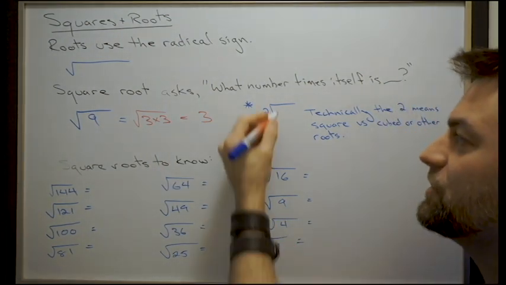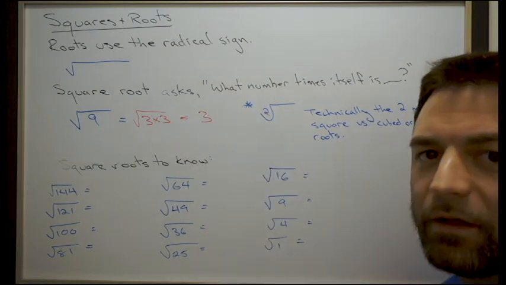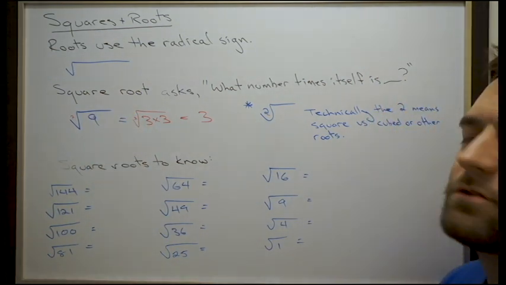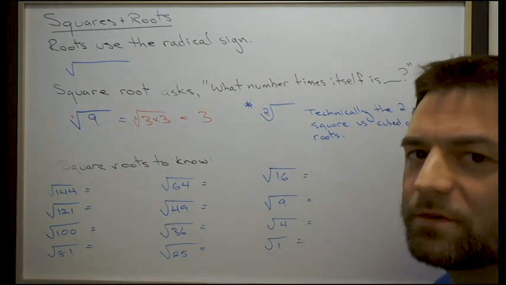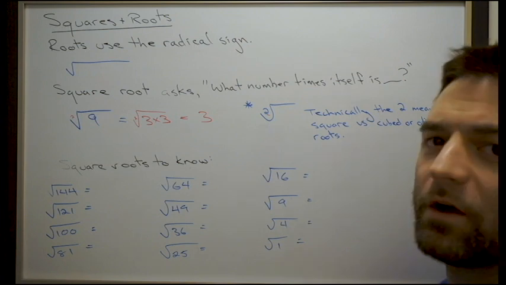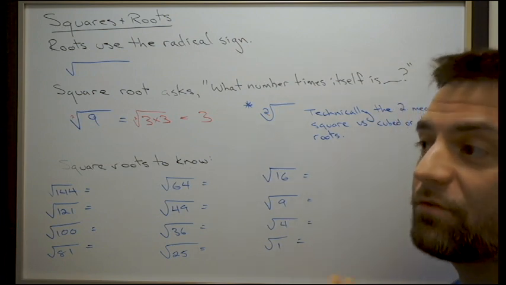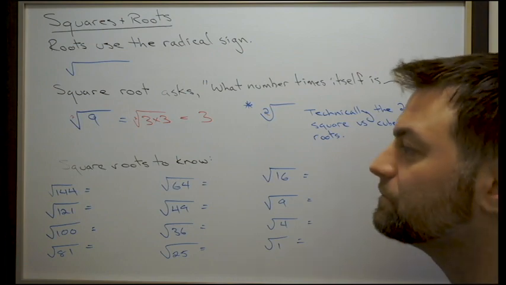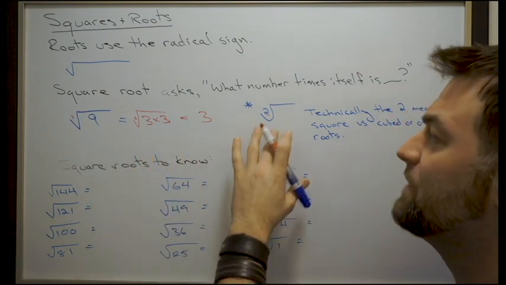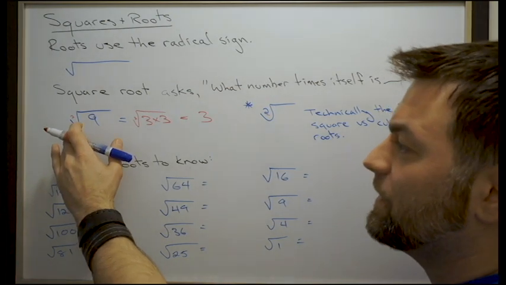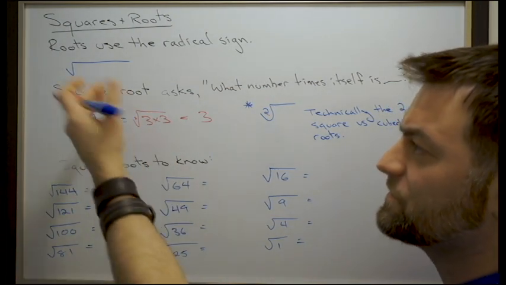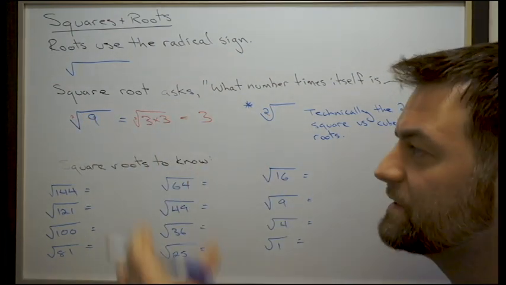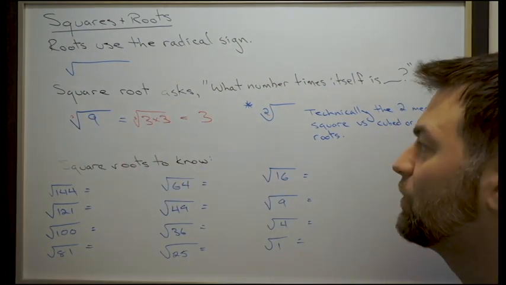Now, technically, we should be putting a little 2 in here to show that it's a square root. But if it's not there, we assume it's a 2. However, there are cube roots, which would ask what number times itself 3 times is that number. But we won't get into those this year. But be familiar with that. So the opposite of a square is a square root, and it's just asking us what number squared is 9, or whatever number we're working with.